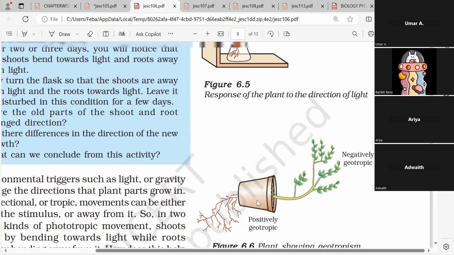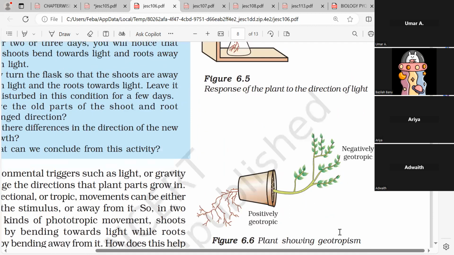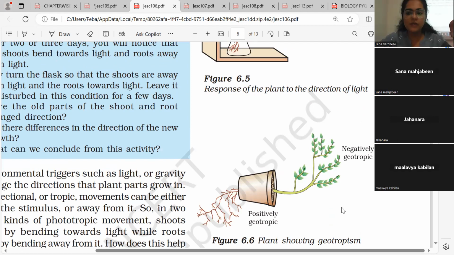Now, which is this activity? The plant shows geotropism, right? Which part of the plant is positively geotropic, guys? Roots are positively geotropic, yes, and the shoot is negatively geotropic. So even if you place your plant horizontally, the shoot is always going to grow upward and the root is going to grow downward. Okay, remember that.